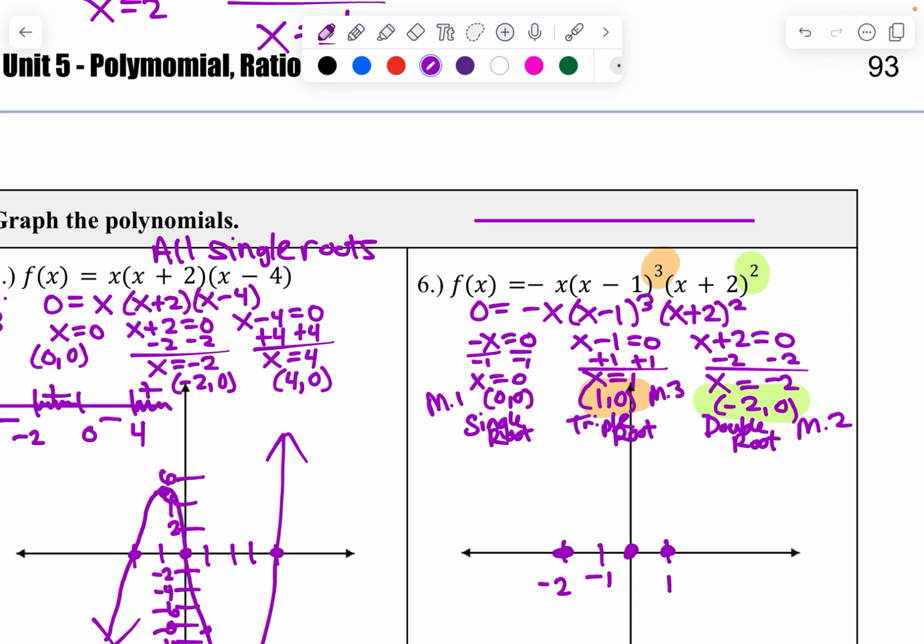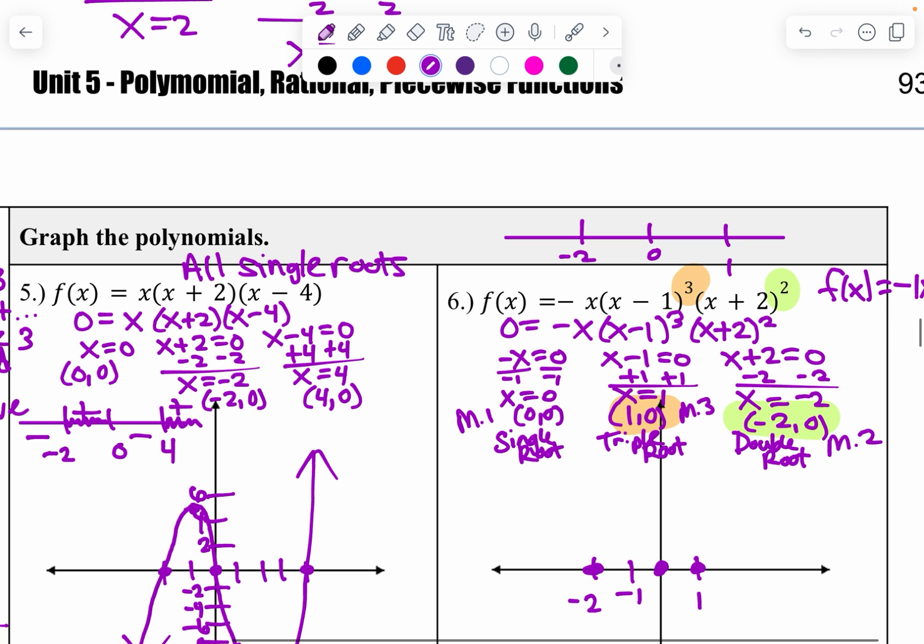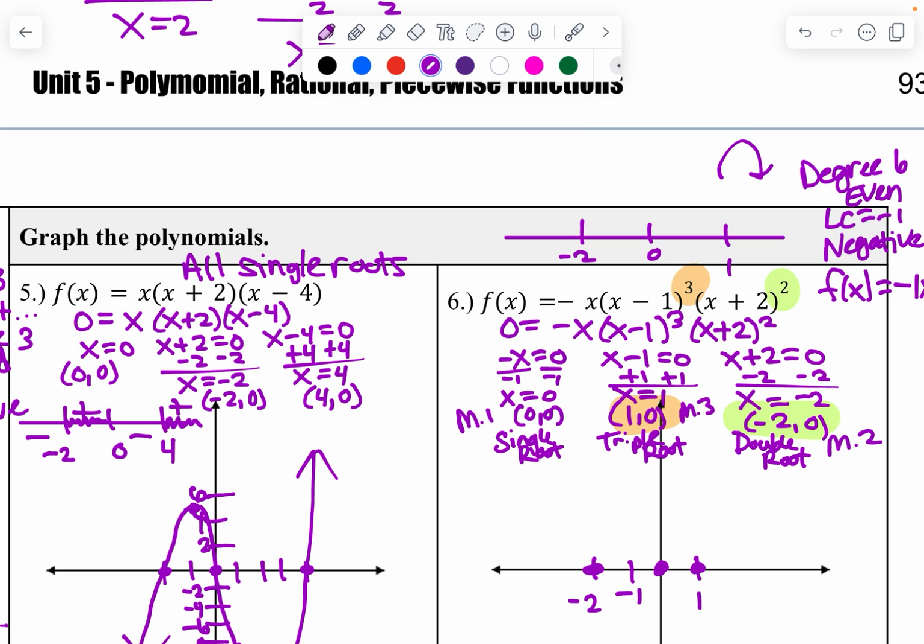So if I do my quick sign chart, and again, if we think about multiplying this out to put it into standard form, we've got negative 1 for the leading coefficient, and we're going to get x to the 6th power. Because we've got x squared from here times x cubed gives us x to the 5th, times another x, x to the 6th power. So this is degree 6, which is even. Leading coefficient is negative 1, so it's even negative. And we know even negative, they're both down.